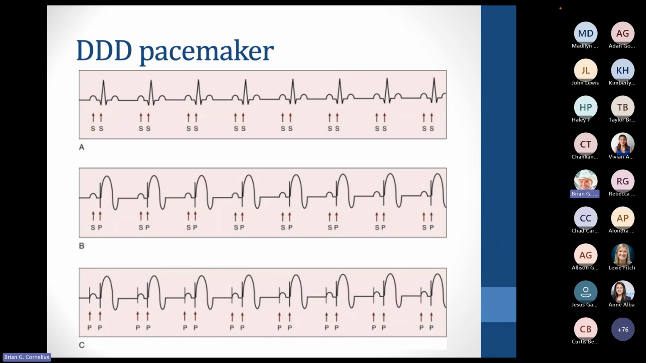So the second one's a ventricular pacemaker. The third one is an atrioventricular pacemaker. If you look, you'll see there's an atrial spike, and then the atrial impulse is the atria depolarizing. And then you have a ventricular spike and then a ventricular depolarization. So the last one's going to be an AV sequential pacemaker.